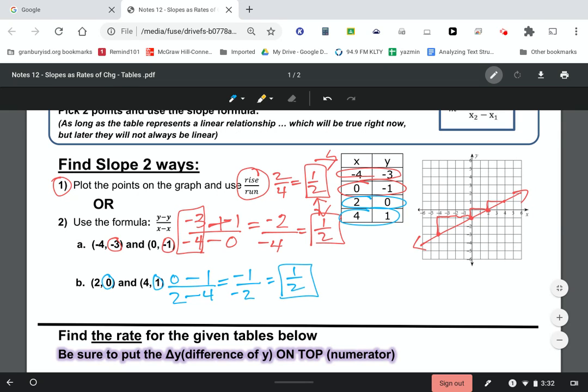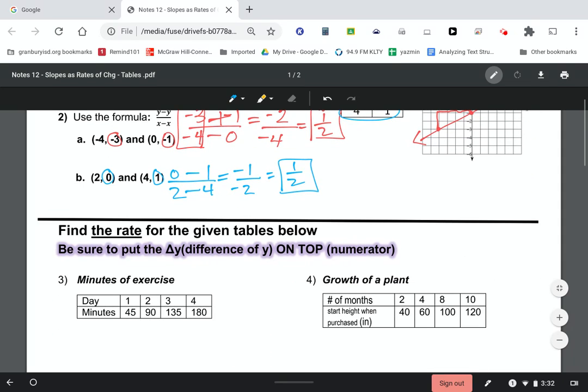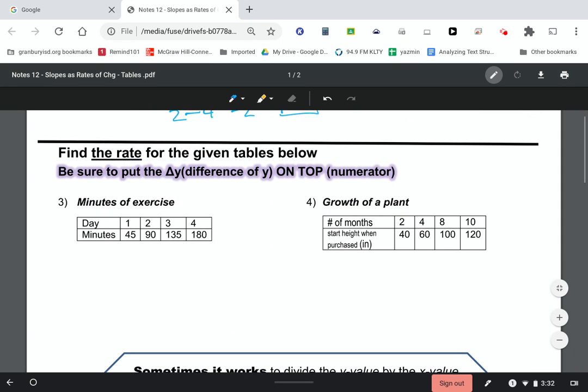So no matter which way, if you have a graph, then I like just using rise over run. So you plot the points and then just do rise over run. If you don't have a graph, then you would need to pick any two ordered pairs and then use the formula. All right, let's go ahead and go down here to 3 and 4.